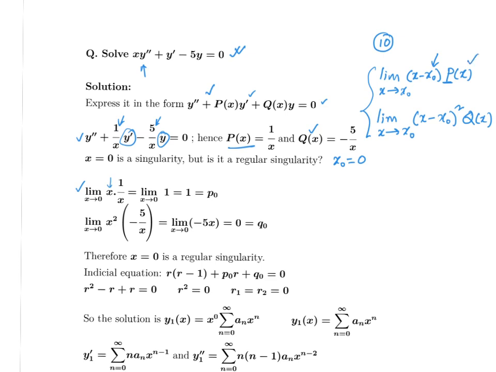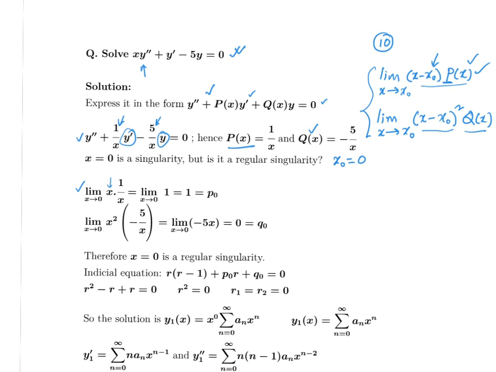Limit exists means, by the way, this is analytic. That's what it means. (x minus x naught) times p of x is analytic, and similarly (x minus x naught) squared times q of x is analytic. And what is analytic? It's basically a function that is differentiable in the complex plane. That's what it means for a function to be analytic.